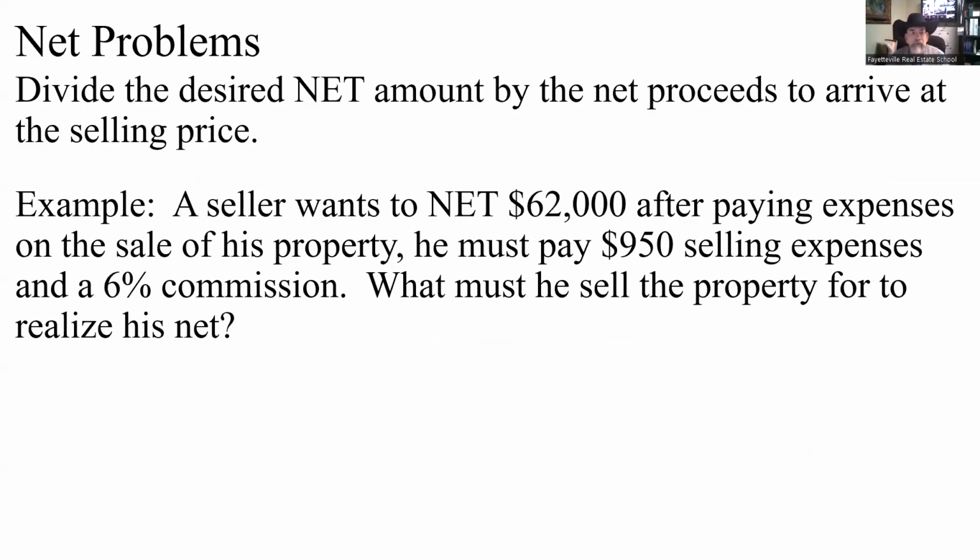All right. Then divide the desired net amount by the net proceeds to arrive at a selling price. For example, a seller wants to net 62,000. He wants to walk away after closing, paying expenses and everything else, with $62,000 in his pocket. So the seller's net is 62,000. We have to add any expenses to this. Here it states he must pay $950 in selling expenses. So we take 62,000 plus the 950 and divide that by the reverse commission. Here, the commission is 6%, so the reverse commission will be 94%.